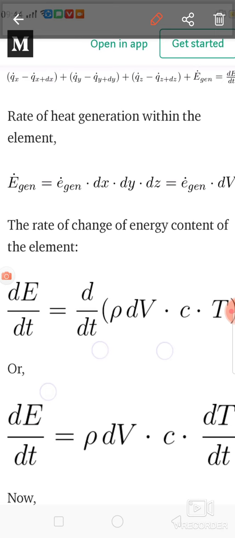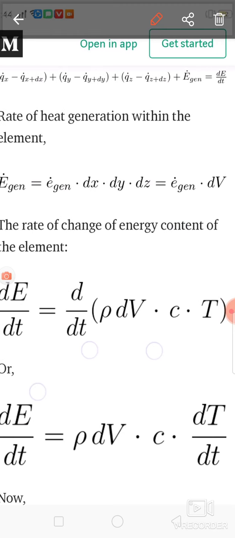This is the equation related to conduction, that is, heat conducted into the element in the x direction, heat conducted into the element in the y direction, and heat conducted into the element in the z direction. At the same time, we have to consider that some amount of heat will go out from that element, that is q_x+dx, q_y+dy and q_z+dz. So from that we get the equation related to the conduction, that is q̇_x minus q̇_x+dx along the x direction, similarly the y direction, and similarly the z direction, plus energy generated within the element.